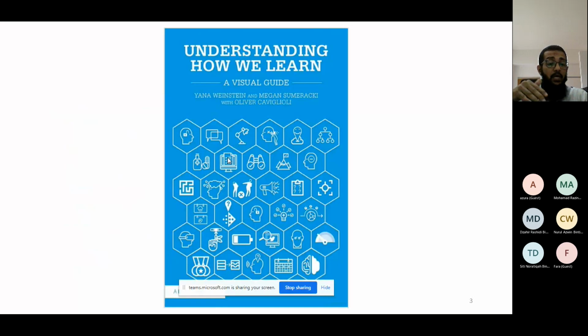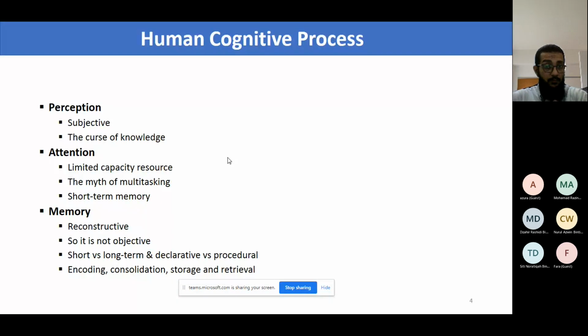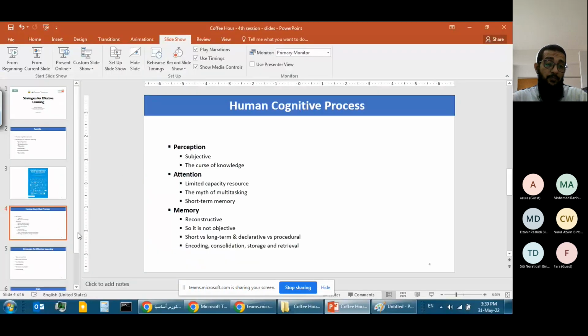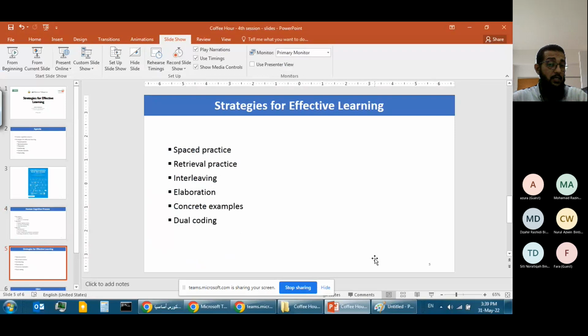And then you can also refer to the website provided by the authors. It is called the Learning Scientists website, learningscientists.com, and you can find it easily on Google. So I will now switch to their slides talking specifically about these strategies.